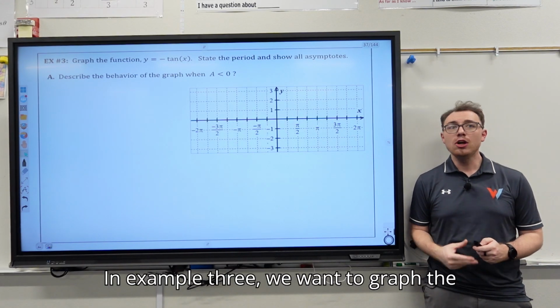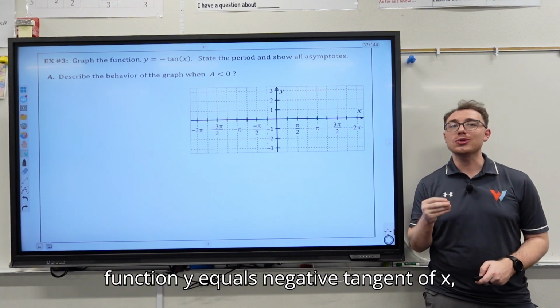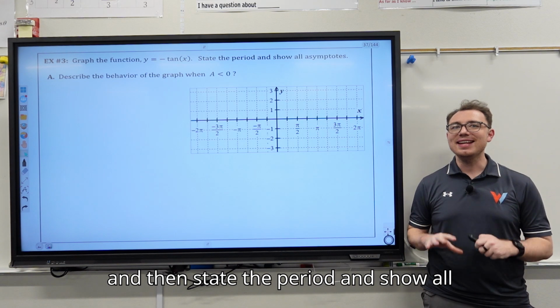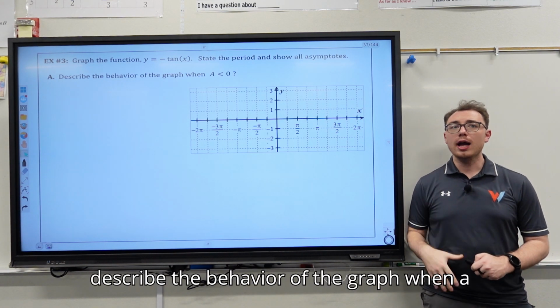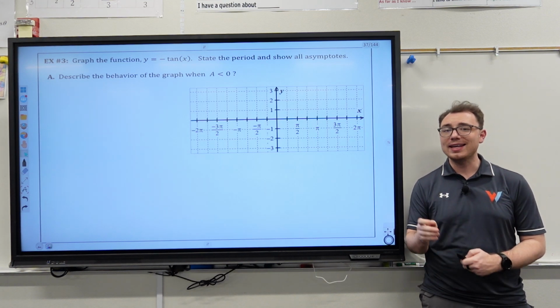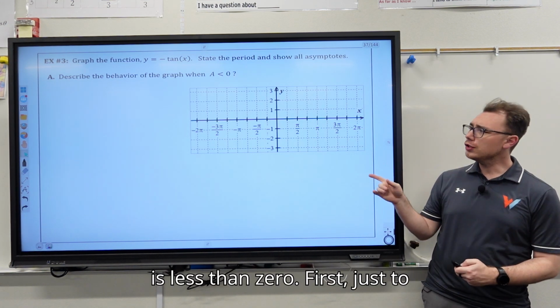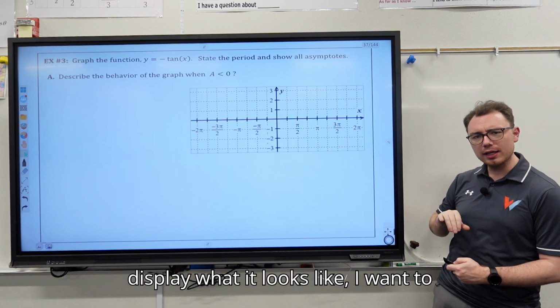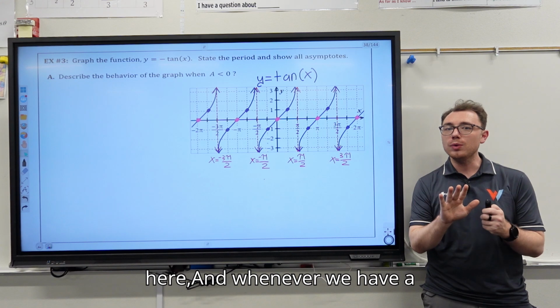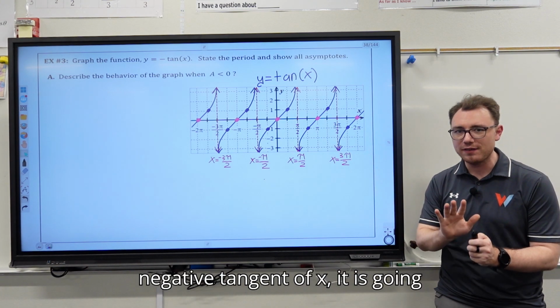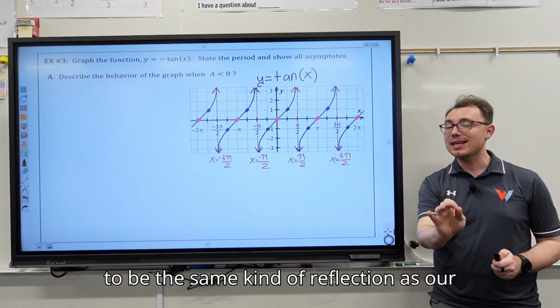In example 3, we want to graph the function y equals negative tangent of x and then state the period and show all asymptotes. In part A, we want to describe the behavior of the graph when a is less than 0. First, just to display what it looks like, I want to show what that tangent of x looks like here.